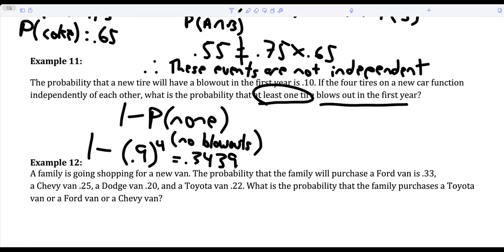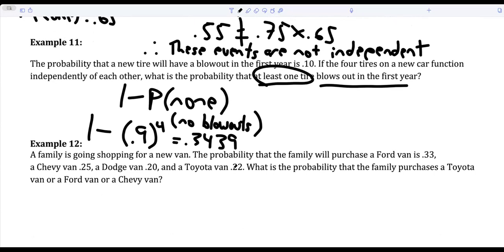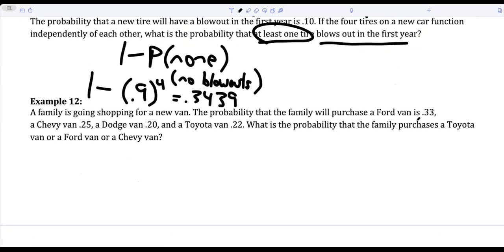And finally, it says a family is going shopping for a new van. The probability that the family will purchase a Ford van is 0.33, a Chevy van is 0.25, a Dodge van 0.2, and a Toyota van 0.22. What is the probability that the family purchases a Toyota van or a Ford van or a Chevy van? Okay, well, we are assuming we are not buying more than one car. Therefore, these events are mutually exclusive, or we would say disjoint.